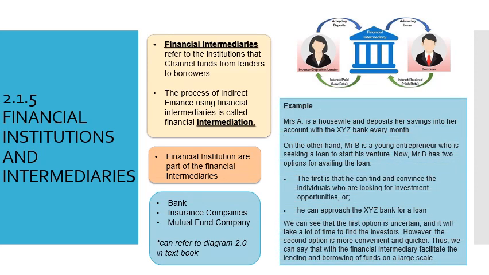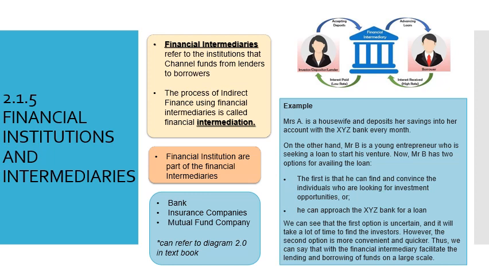2.1.5 Financial intermediaries refer to the institutions that channel funds from lenders to borrowers to meet the financial objectives of both parties. In the diagram and example, we can see the business entity which accepts deposits from the lender by offering them low interest on their sum. The organization lends the amount to the borrower at a comparatively high rate of interest to make the margin.